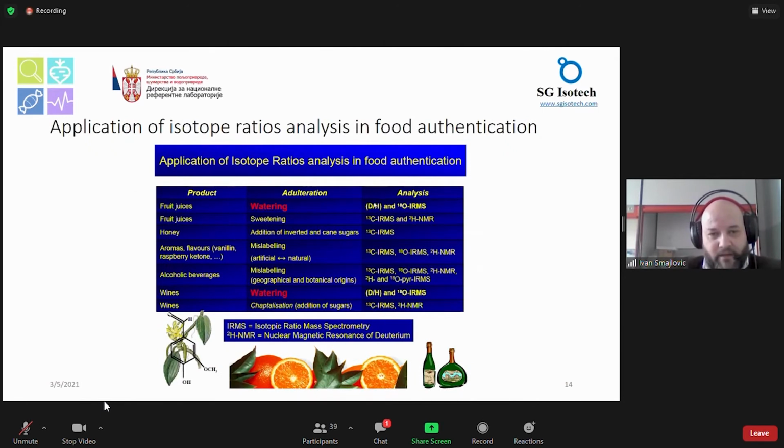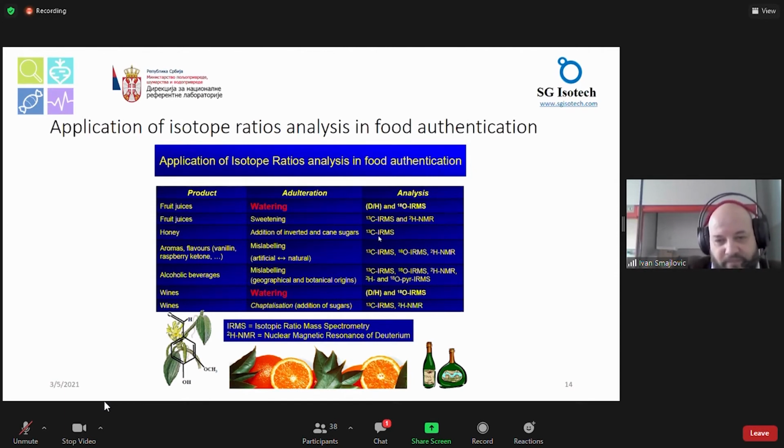So, application of isotope ratio analysis in food authentication. For example, for fruit juices, watering is detected by deuterium and oxygen using IRMS. Fruit juice sweetening is detected by delta 13C and hydrogen, deuterium NMR. For honey, we are detecting adulteration, addition of invert and cane sugars, and this table is old.